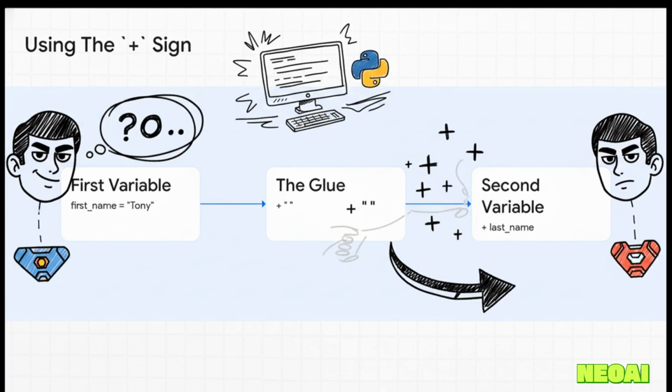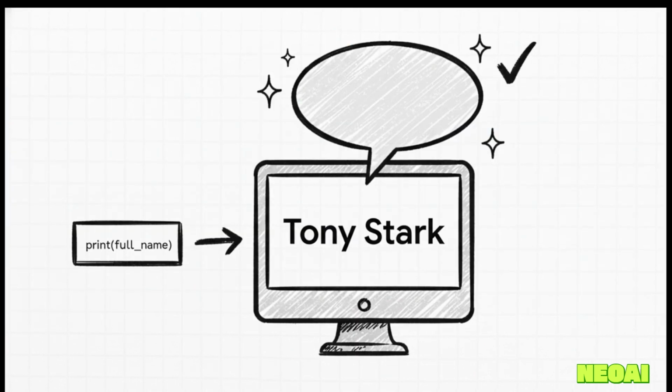So we've got our first variable, first_name, which is holding the word Tony. Then we use our plus sign glue. And this is a big but: computers do exactly what you tell them to. If we just added last_name right after, we'd get TonyStark all smushed into one word. That's why we have to explicitly add a space as its own little tiny string in quotes right there in the middle. Then we add our last_name variable. And voila, the result is Tony Stark, which is perfect.